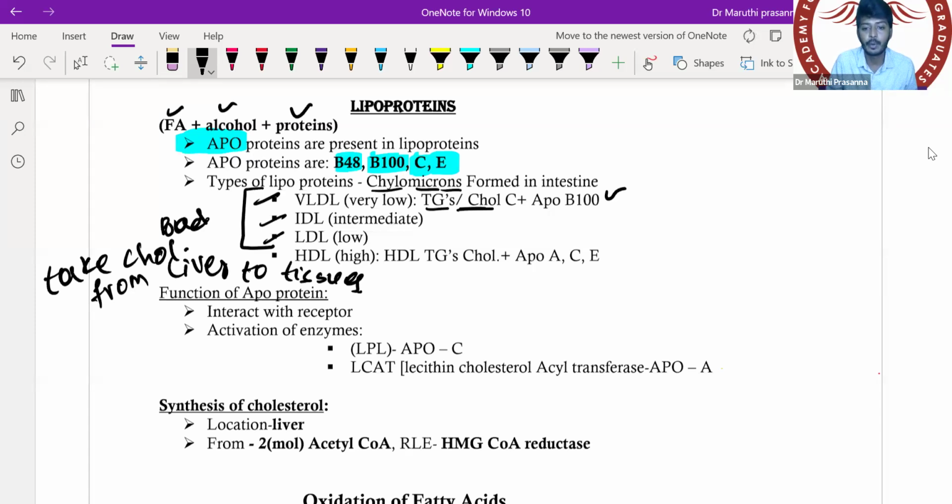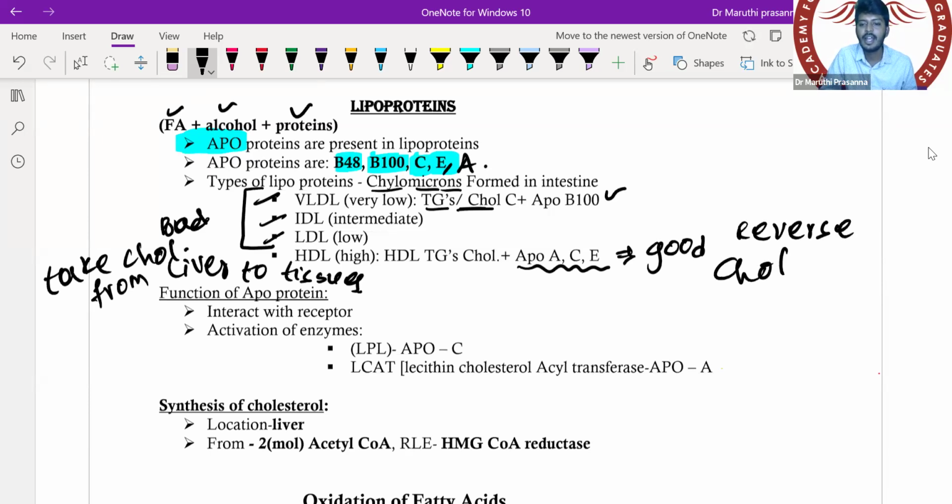But high density lipoprotein will have apoprotein A, C, and E. Here you can add apoprotein A if you want to. So apoprotein A, C, and E, all of them are present in your high density lipoprotein. So is this HDL a good cholesterol or a bad cholesterol? It's a type of good cholesterol because it causes reverse cholesterol transport, which occurs through high density lipoprotein.